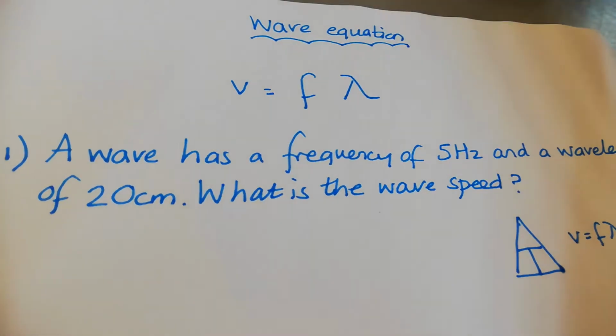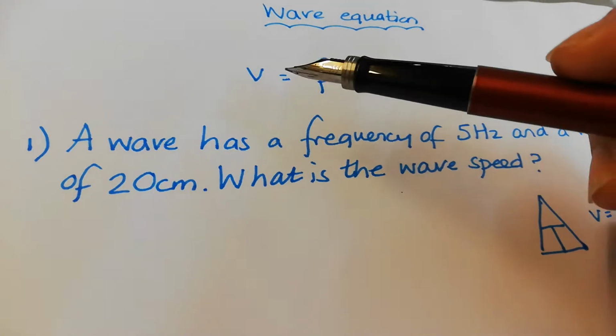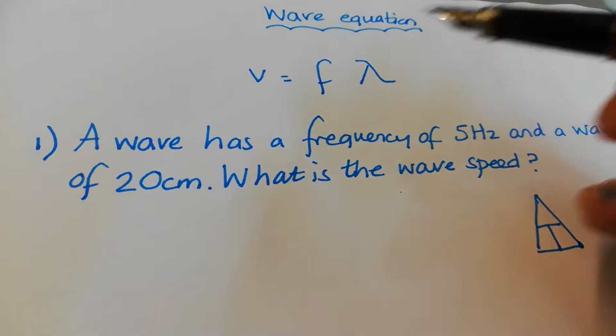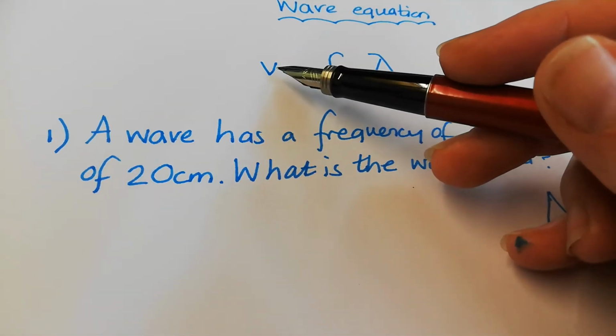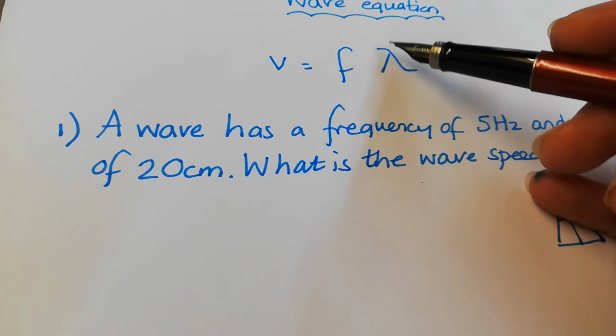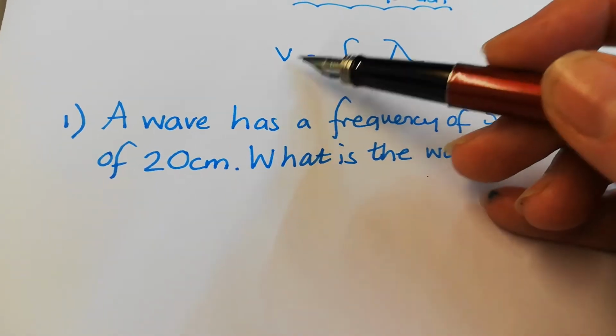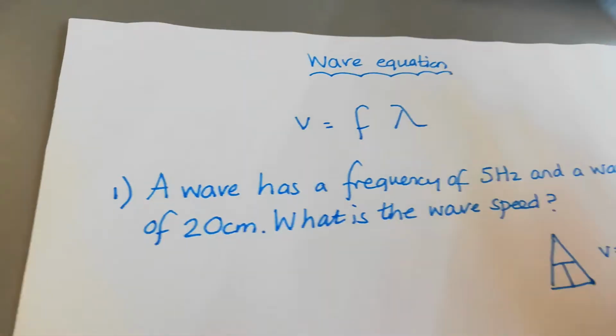today on the 1st of September, or if you'd like to have some more information about the wave equation. So we learnt today that if you multiply the frequency of any wave by the wavelength of any wave, you will find its velocity. Now velocity is another word for speed.